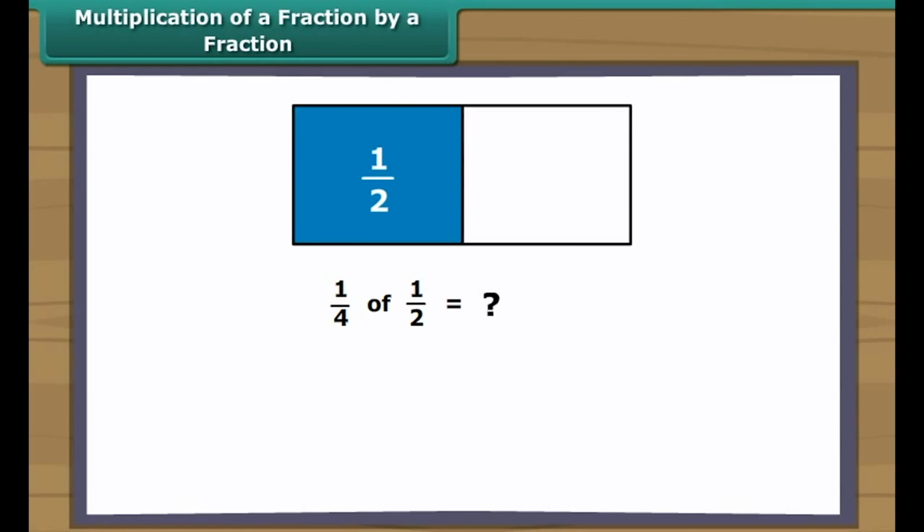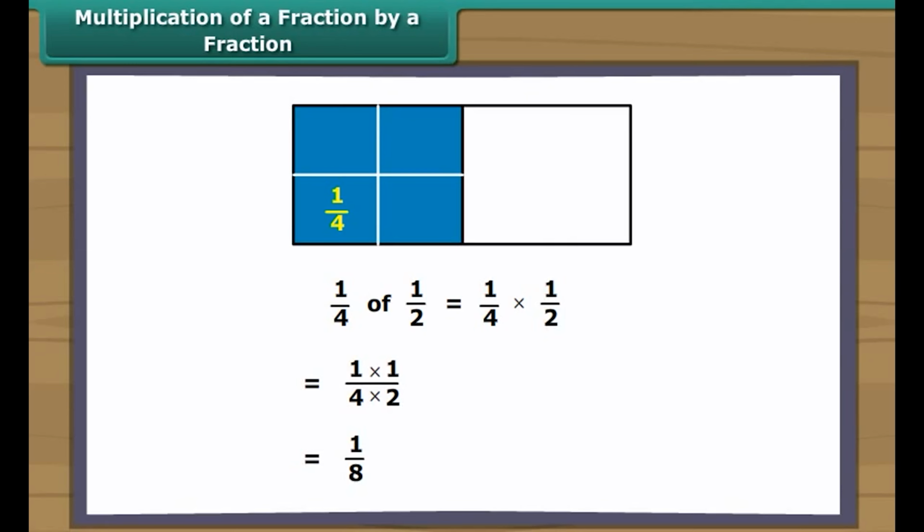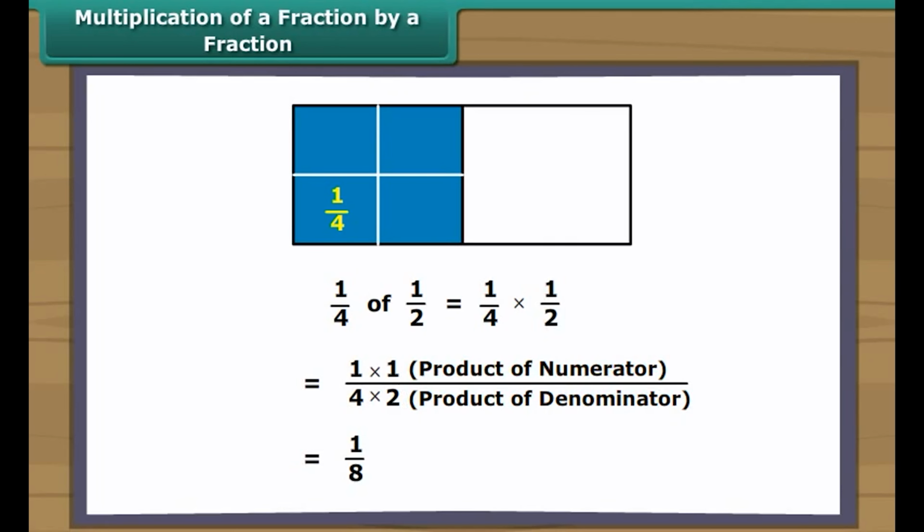Multiplication of a fraction by a fraction. Let us now learn how to find the product of two fractions like 1/4 of a half. The shaded portion in the figure represents half of the whole part. Taking out this part and dividing it into 4 equal parts, we get a figure in which each part represents 1/4 of a half. 1/4 of a half means 1/4 multiplied by 1/2. This is equal to 1/8. We multiply two fractions as product of numerators upon product of denominators.